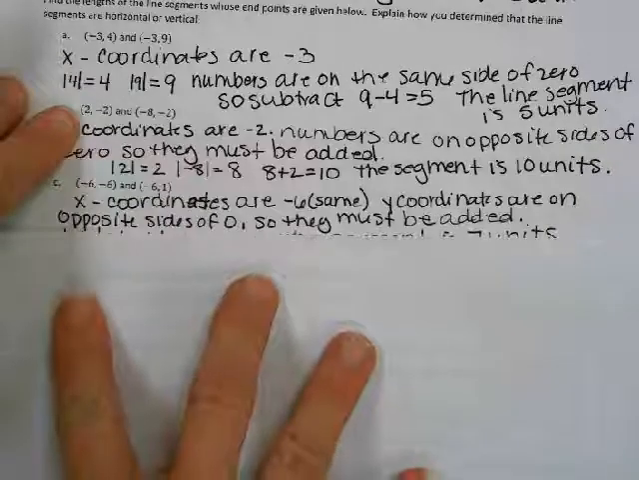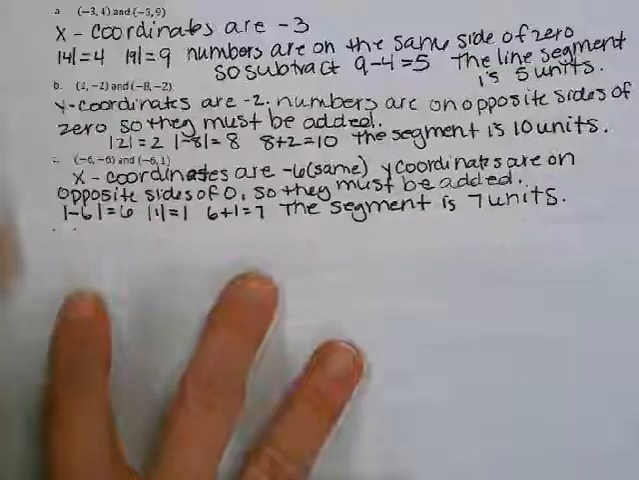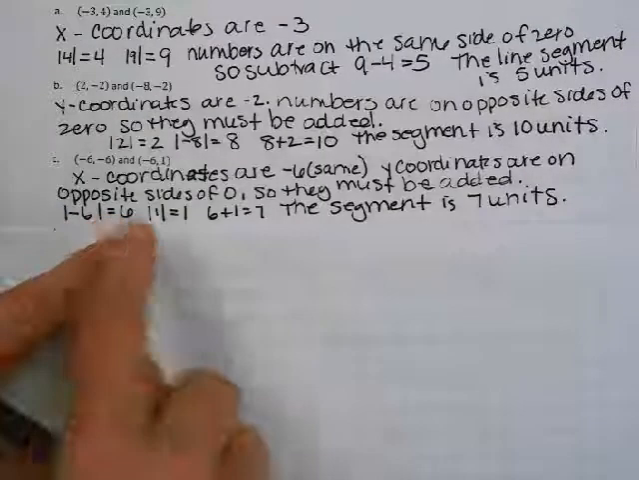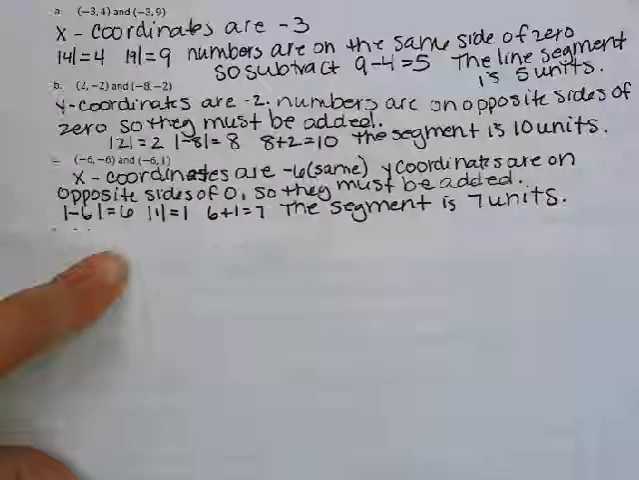Y-coordinates are on opposite sides of 0, so they must be added. So we find those absolute values. Absolute value of -6 is 6. Absolute value of 1 is 1. 6 plus 1 is 7. So the segment is 7 units.